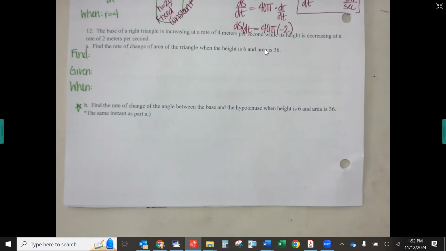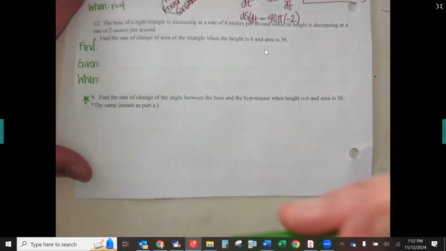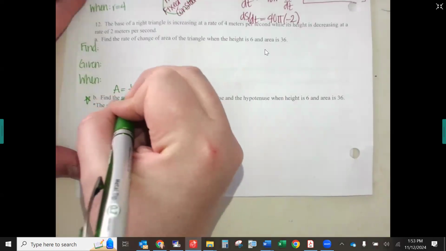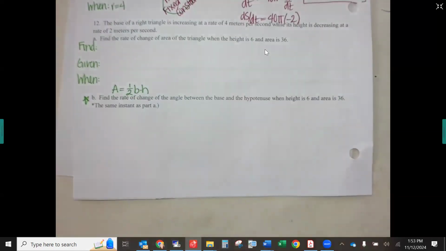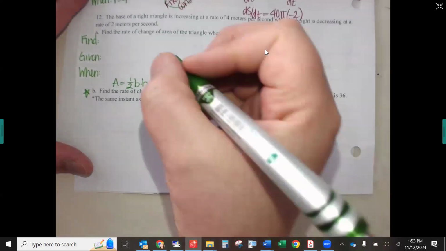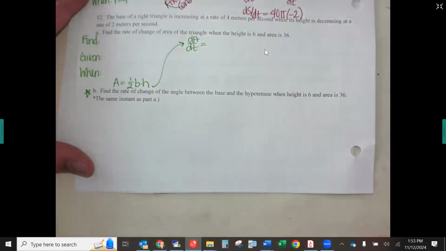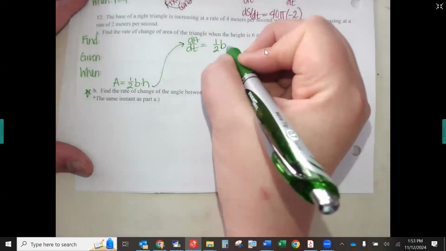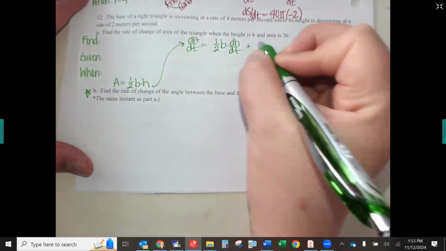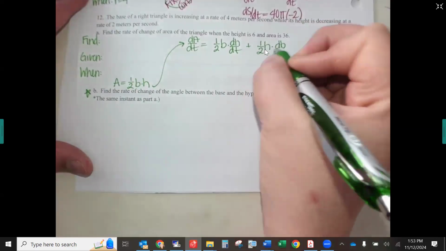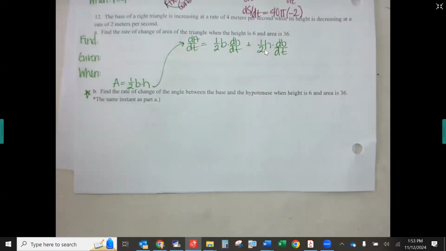All right. I'm not going to do all of part A, but here's what your derivative should say. Your equation was area equals 1/2 base times height. And what rule did you need to take the derivative of that? You should have done product rule. So dA/dt equals 1/2 b dh/dt plus 1/2 h db/dt. Now listen, if you put it in a different order, remember addition, that doesn't matter. As long as you have the same pieces that I do, it doesn't matter if you reverse them.